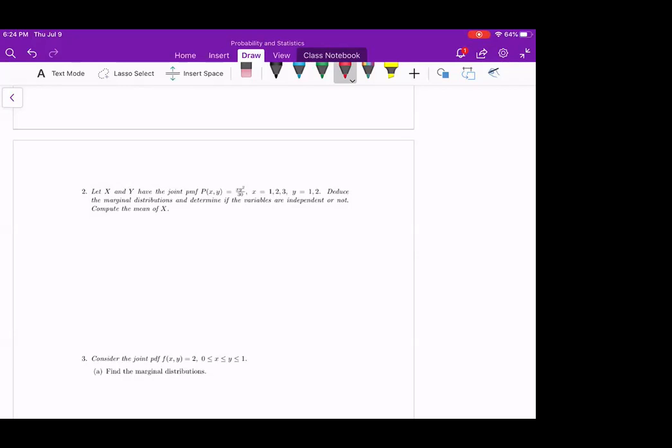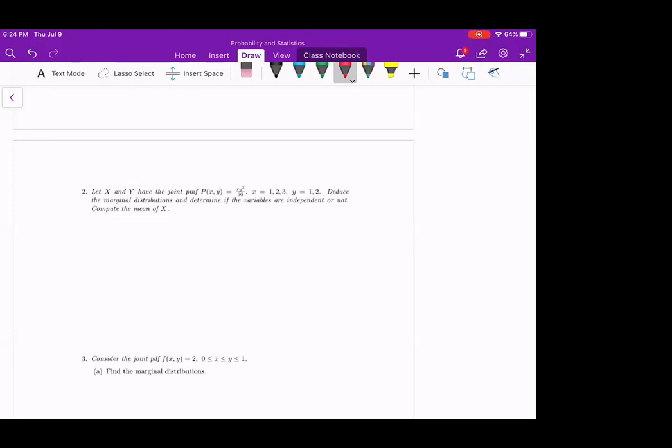We want to deduce the marginal distributions. So again, deduce, derive, create, find, and determine if the variables are independent or not. So this is asking for most of the same stuff that we just did. It's also asking for you to compute the mean of X. So ignore that last task. Having gone through 1, I want you to try to do the same thing, but now for problem 2. So you need to get the marginals, and you need to show whether they are independent or not.